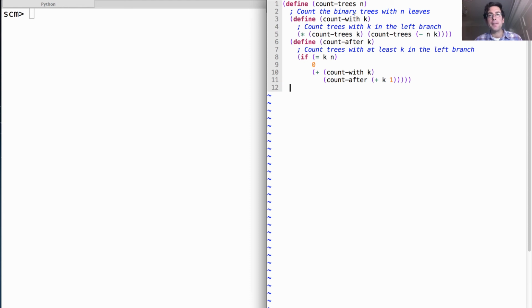Okay, so what do we have so far? We have a recursion of count with that calls count trees. Count after is really just a way of summing up all of the different calls to count with. And then we want one more base case, which is what happens if we count all the trees with just one leaf. So if n is 1, then there's only one tree that has one leaf. Otherwise, we can start with k is 1 in the left and some number in the right, and count all the trees with at least 1 in the left. So that would be count after 1.